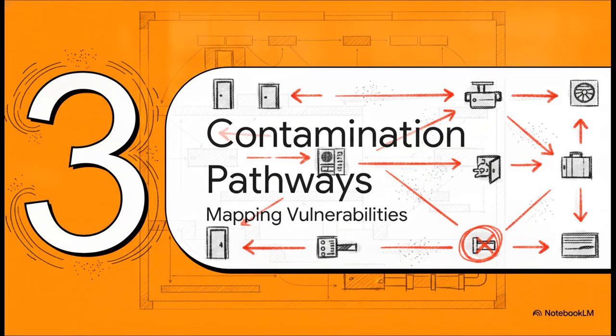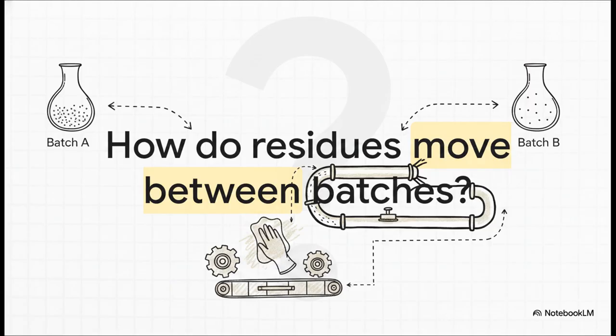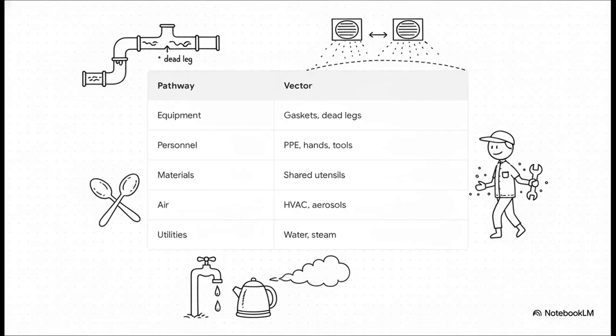All right, on to Section 3, pathways of contamination. Let's map out our vulnerabilities and see exactly how these threats manage to travel. It really begs a critical question. How do these microscopic residues actually move from one batch to the next? I mean, they don't just teleport, right? They require physical pathways. Contaminants don't migrate on their own.